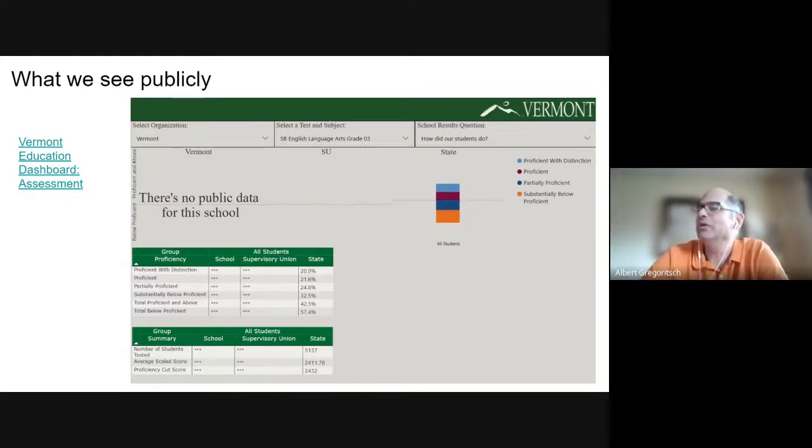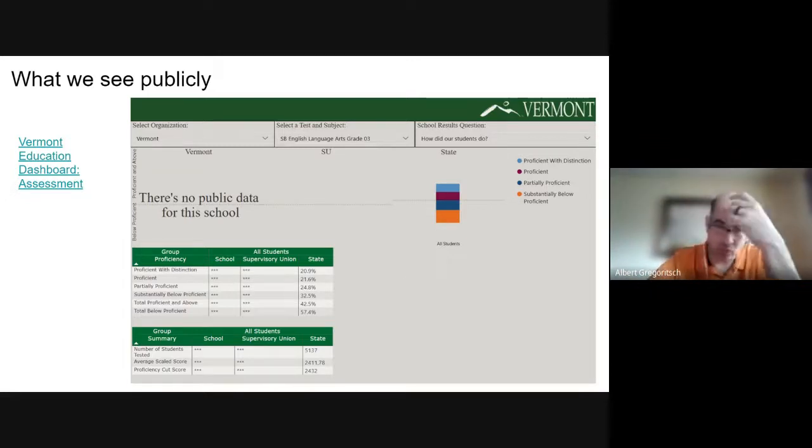SBAC ELA third grade, how did our students do? It gives you a cute little graph that's color coded. And over here in this table, you can see the actual percentage of students who are proficient or above. If you search for a school, it will give you the school data, the supervisory union that school belongs to, and the state of Vermont. It is whatever is available publicly, so any school with a class size of less than 11 students, no data will be reported.